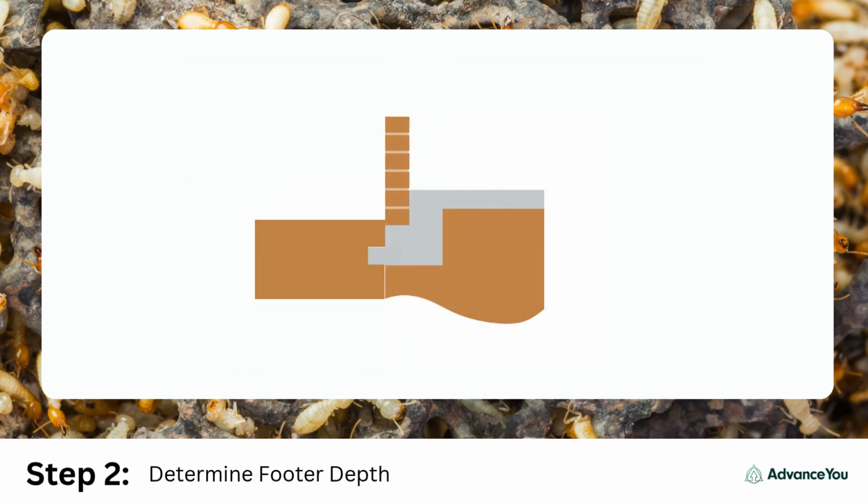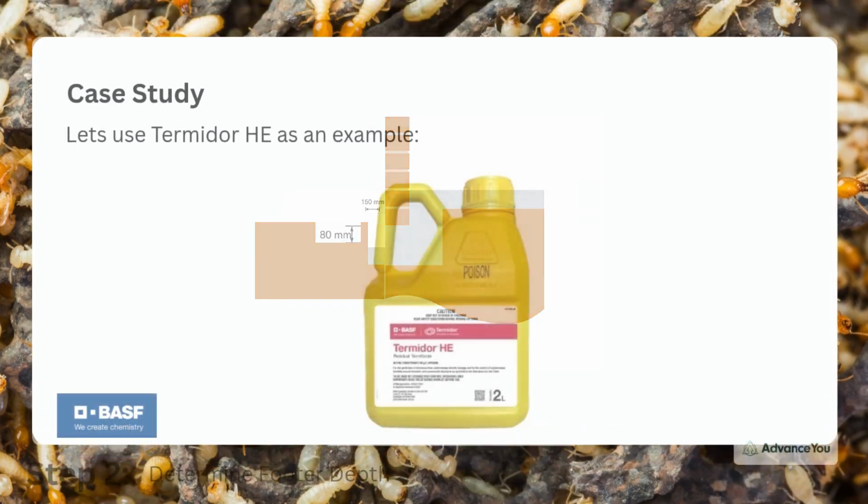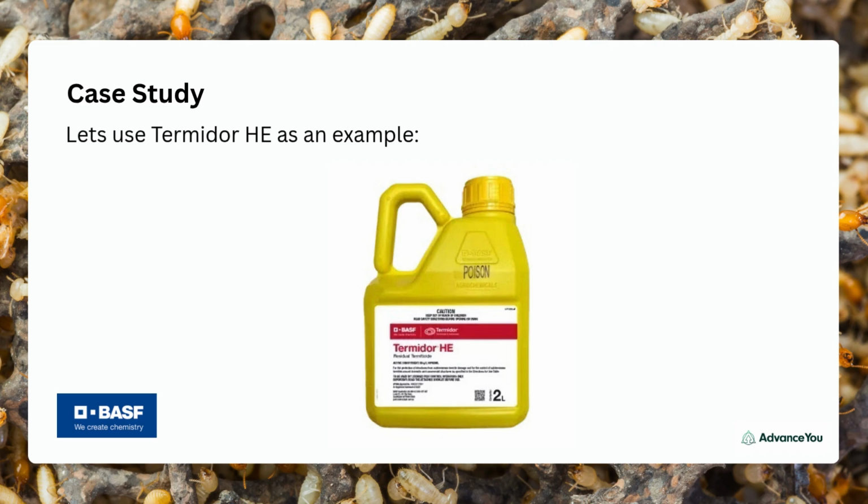In order to treat the soil, you will need to remove the soil that is abutting the footer. In this diagram, you can see you'll need to create a trench 150 millimeters wide and at least 80 millimeters deep. As I don't know which termiticide product your workplace chooses to use, we will use Termidor HE as a case study.